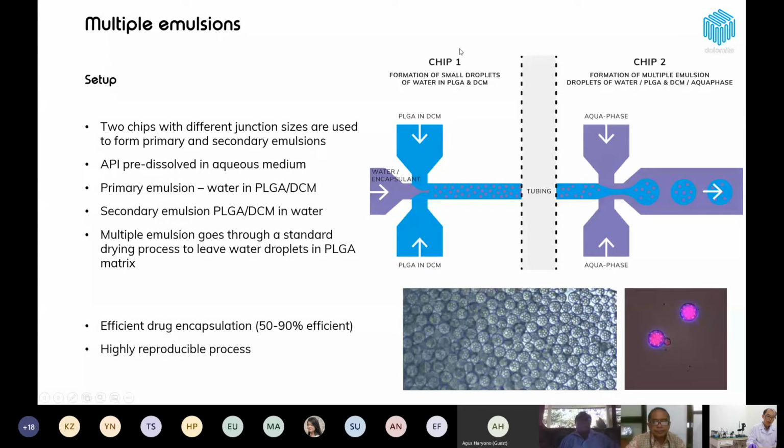Chip 1 is a small chip. We can make small droplets of water in PLGA and DCM. And the second chip has a bigger size, and it can make the bigger droplet which contains the small droplets, the product of the initial chip, inside.